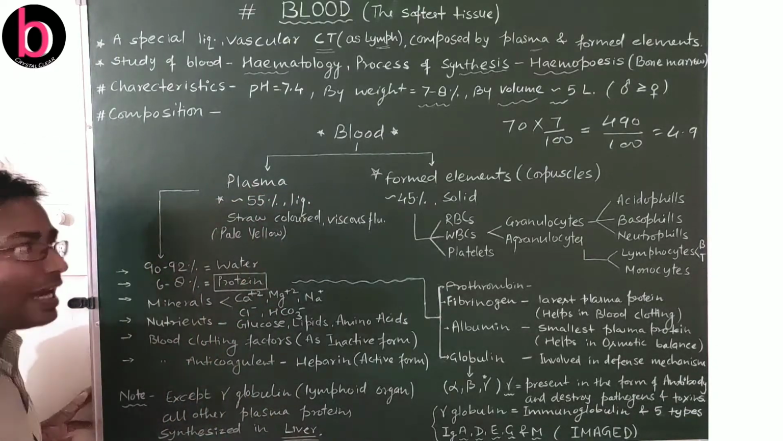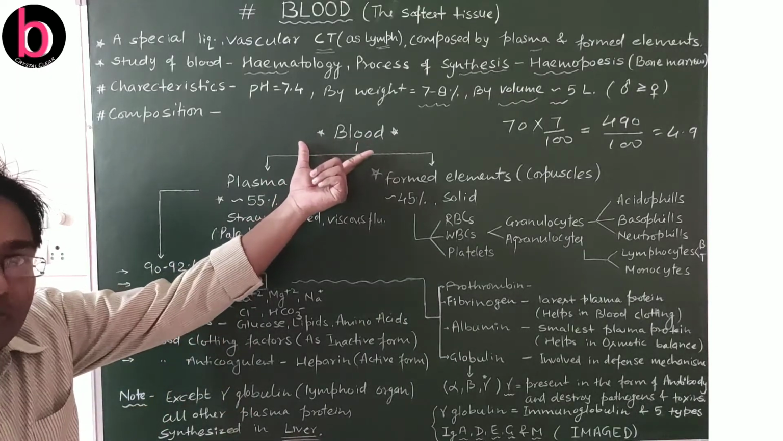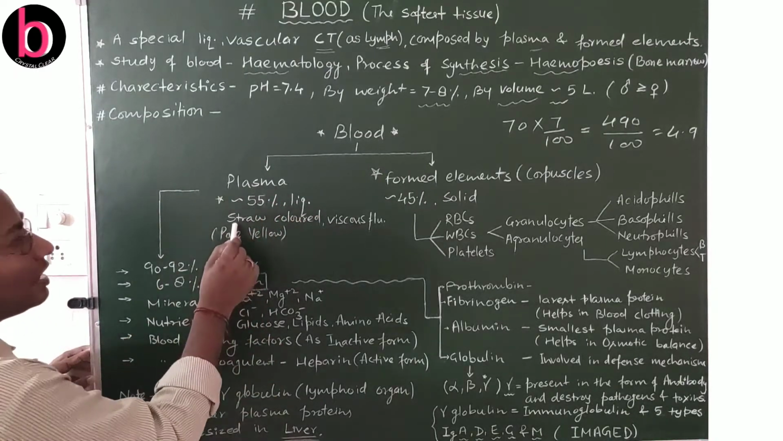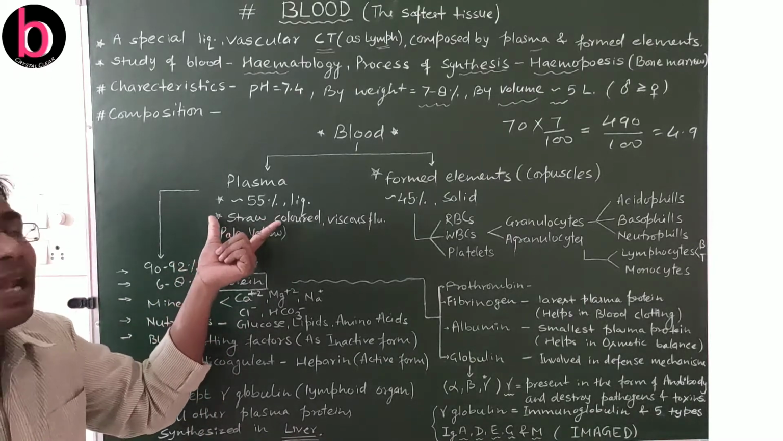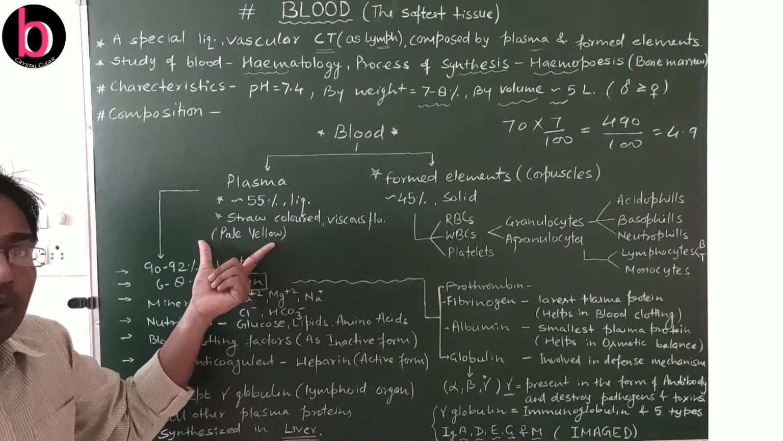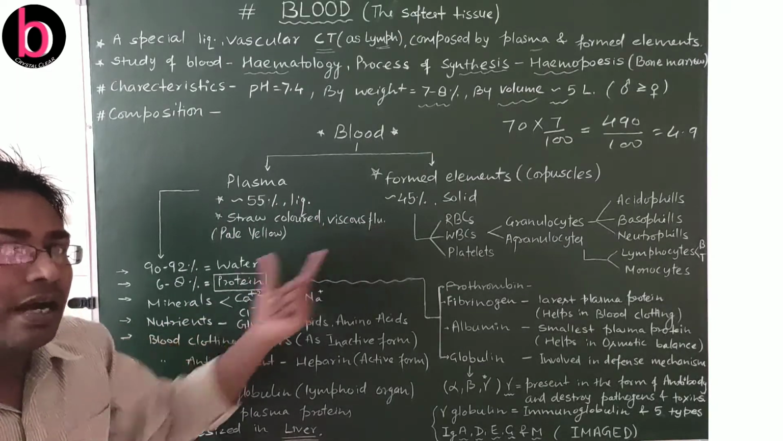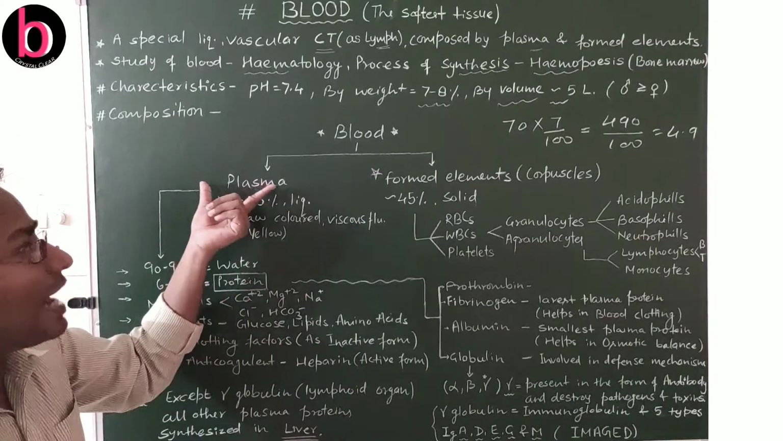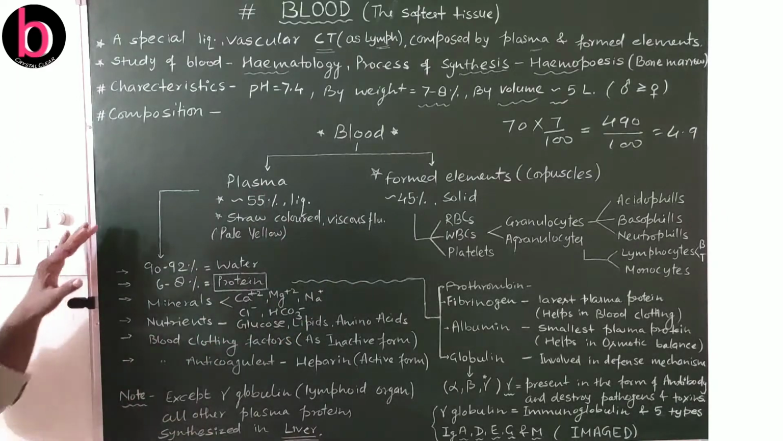Plasma is nearly 55% of the total blood in any individual's body, and it is the liquid component. Plasma is straw colored. This is very important, given in NCERT. The color of plasma is straw colored. What is straw? This is pale yellow or whitish yellow. The viscosity of blood plasma is comparatively more than that of water, that's why plasma is a viscous fluid.